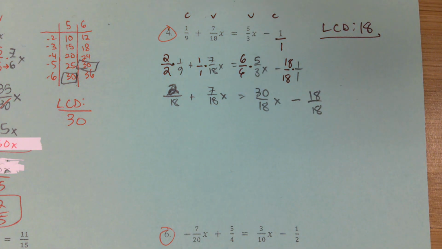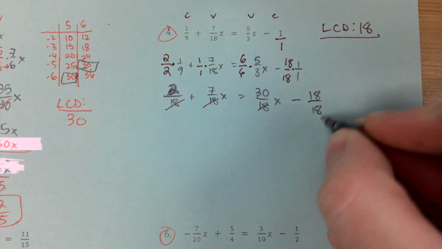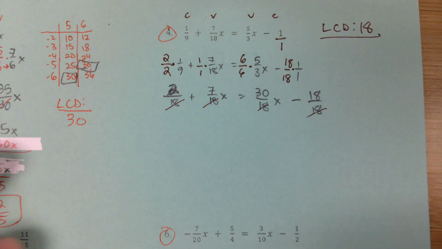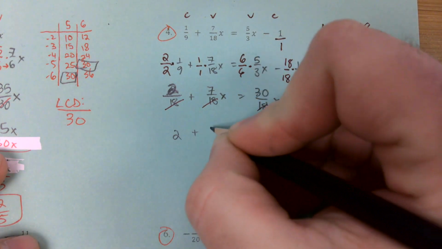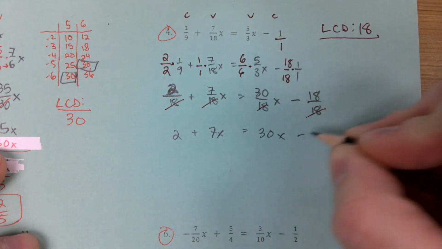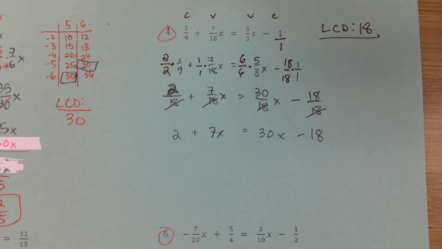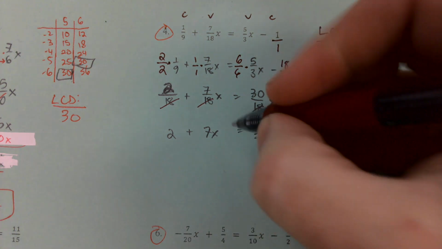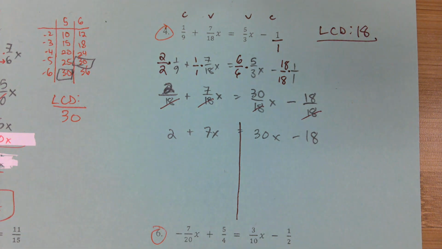We've got all 18s on the bottom of our fractions now, so what can we do with those 18s? Cross them out. They go away, we cancel them out, and we're just left with whatever's across the top. 2 plus 7x equals 30x minus 18. No more fractions. We'll split our equation.